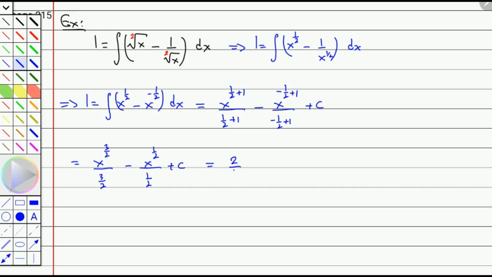Equals 2/3 x to the 3/2 minus 2x to the 1/2 plus c. And we can leave it in this form. If we want to be tedious, we can turn these back into roots and say this is equal to 2/3 of the square root of x cubed minus 2 square root of x plus c.